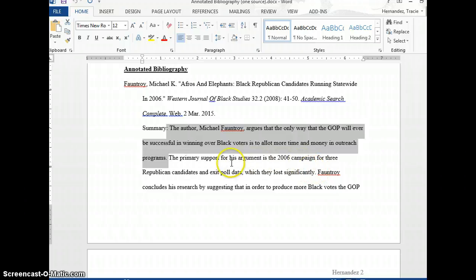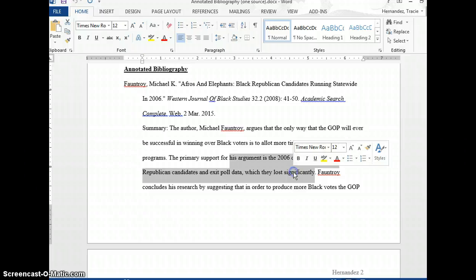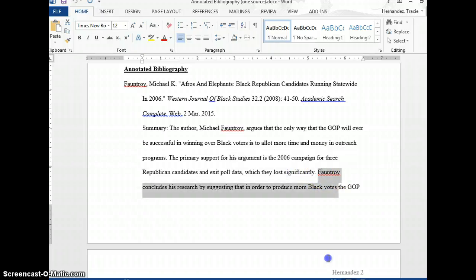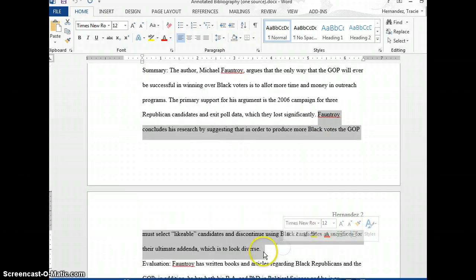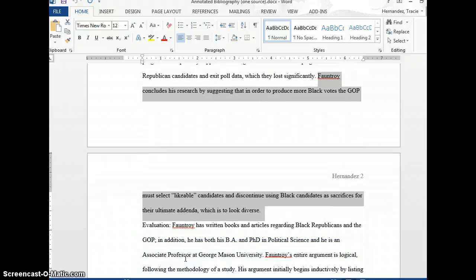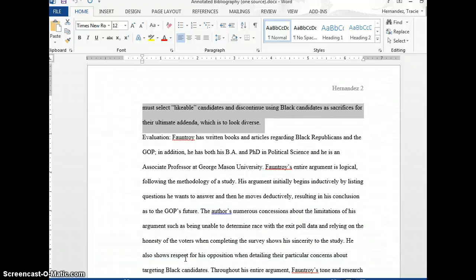The second sentence is the evidence that he used to support his analysis. And then the third sentence is his conclusion. Okay, 3 sentences all for just the summary. Again, your summary should just give me the author's claim, the best piece of supporting evidence, and then the conclusion, and then you move on. It should not be very long. Again, a summary is just the overall gist of the issue.